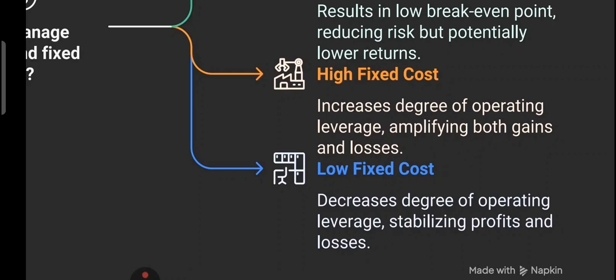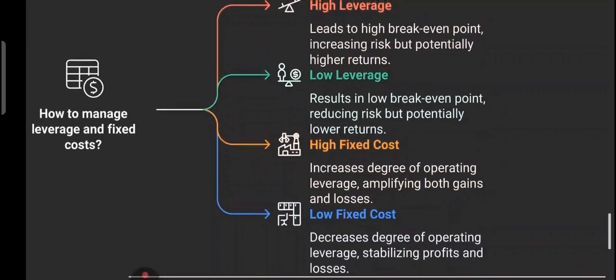So low fixed cost means what? Reducing fixed expense adds flexibility. It stabilizes your earning, cushioning both profit and loss. This is a strategic move during uncertain time. So the bottom line from this discussion is that mastering leverage and fixed cost is not just about math. It's about making a smart decision that matches your risk appetite and business goal. Right, I hope that makes sense to you.